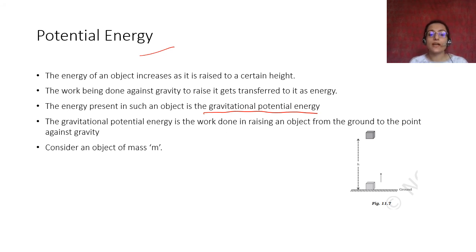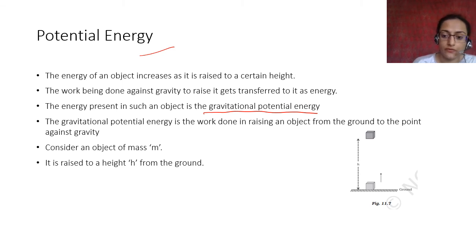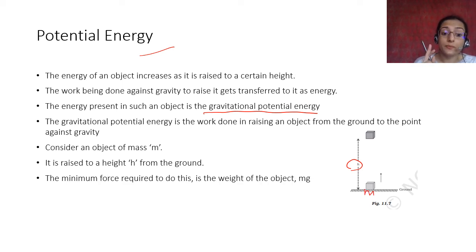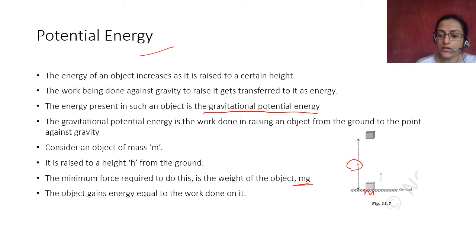You consider a mass of object M which is raised to a certain height h from the ground. Okay, this is mass M. It is raised to a certain height h. The minimum force required to do this is the weight of the object, mg. You have done this in the previous gravitation ka chapter. Minimum force required to do this is mass into gravitational force, which is mg.